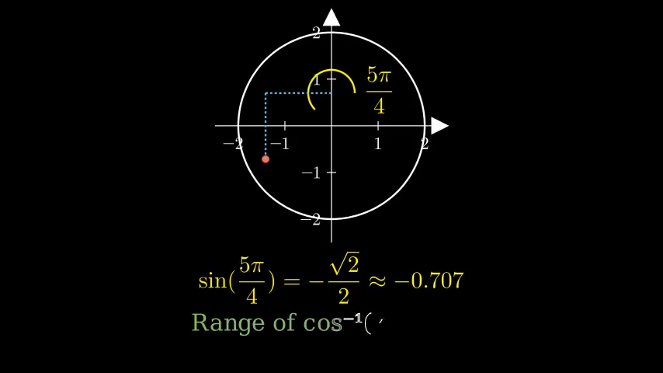The range of inverse cosine is from 0 to pi radians, or 0 to 180 degrees. So, we're looking for an angle between 0 and pi whose cosine equals negative square root of 2 over 2.